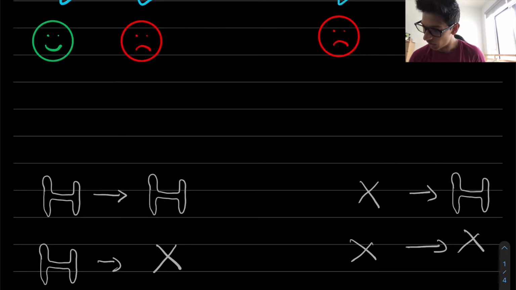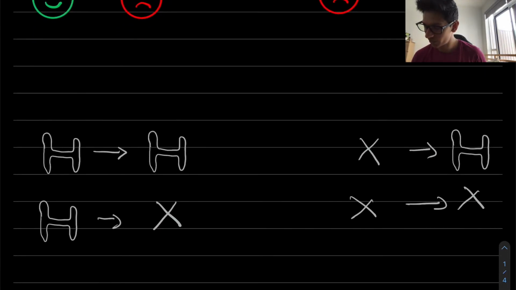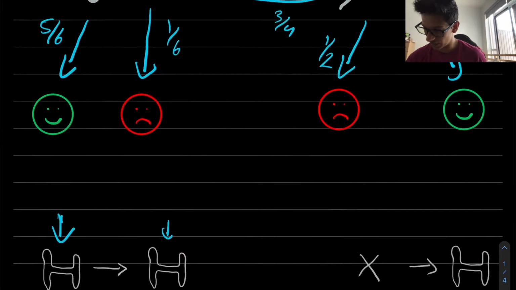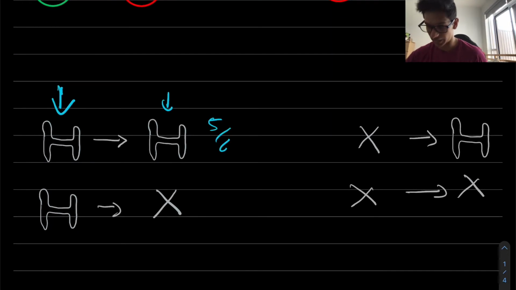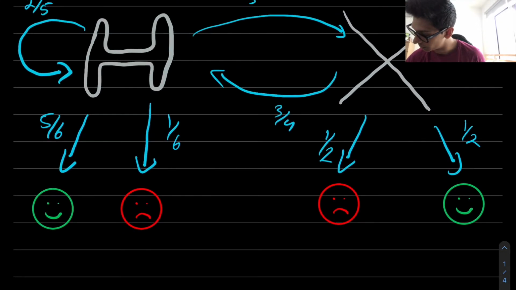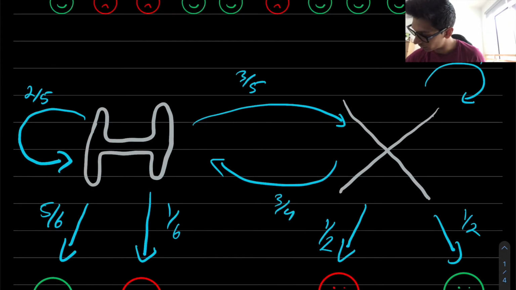Okay, now we figured out the probability of him working out if he had worked out the previous day. So that is simply 5 out of 6. We just calculated that. The probability that he wouldn't work out, given that he worked out the previous day, 1 out of 6. The probability of him working out, given that he didn't work out the previous day, we calculated this to be 3 out of 4.